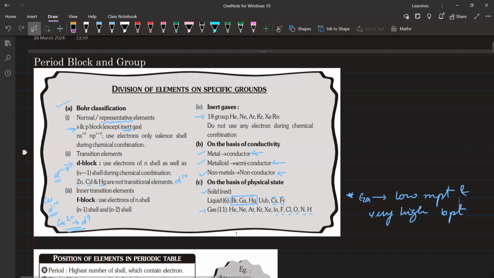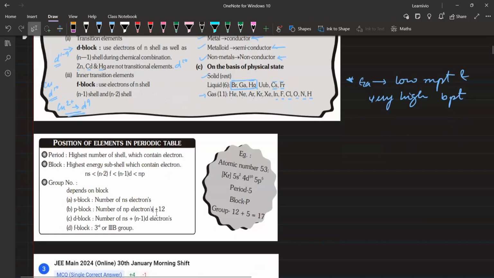Let us move on a bit. Now, you may be asked to get the period number, block number, or the group number of a particular element if their electronic configuration has been given or their atomic number has been given. So, for example, I have atomic number 53, and atomic number 53 will correspond to iodine. If you see 53, then the electronic configuration is krypton 5s2, 4d10, and 5p5.